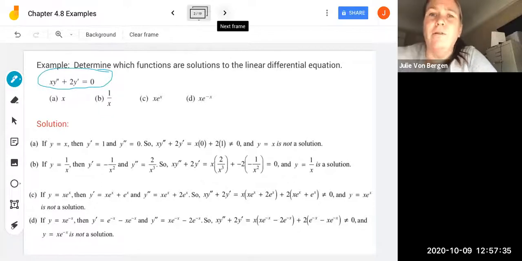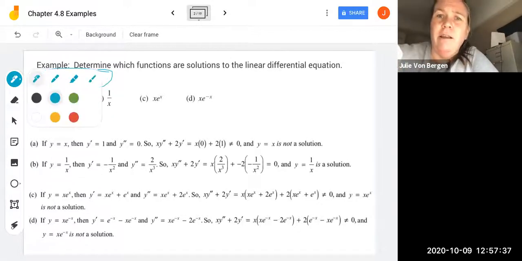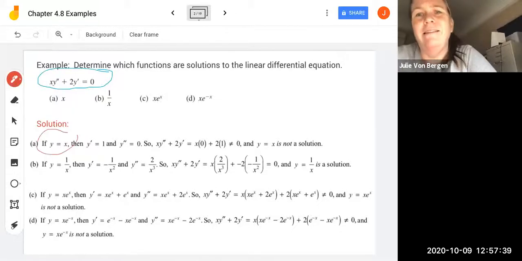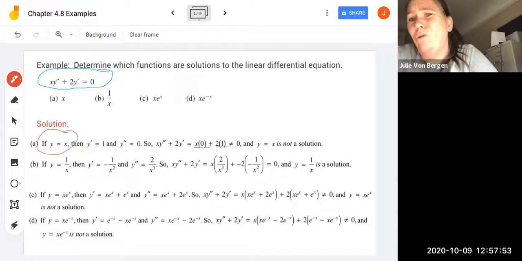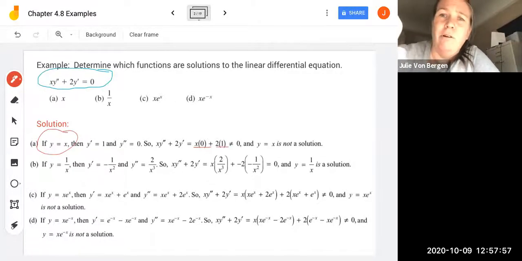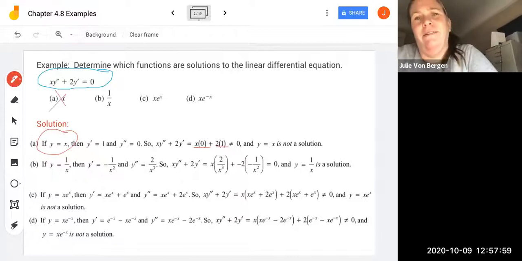So let's check. Our first check here is if y equals x, then y prime is going to be 1, and y double prime, the second derivative, is 0. So if we plug those values into the equation, x times 0 plus 2 times 1, that's 2, so it's not 0. So y equals x is not a solution. I'll cross it out with a big X here.